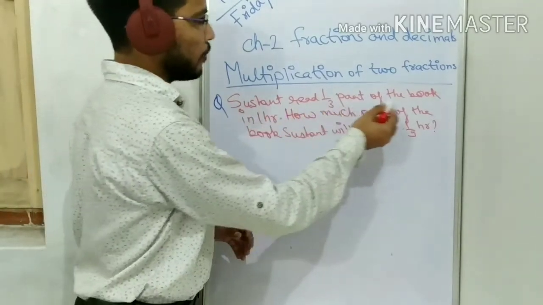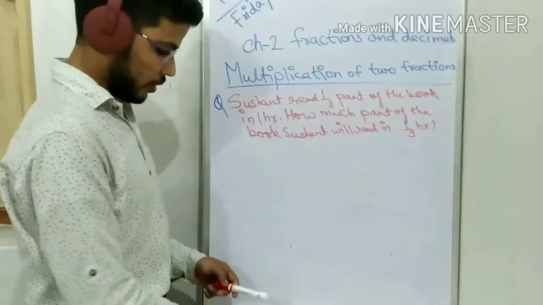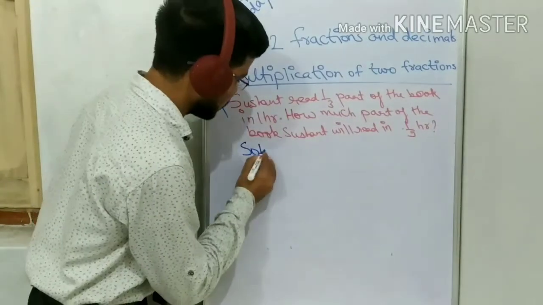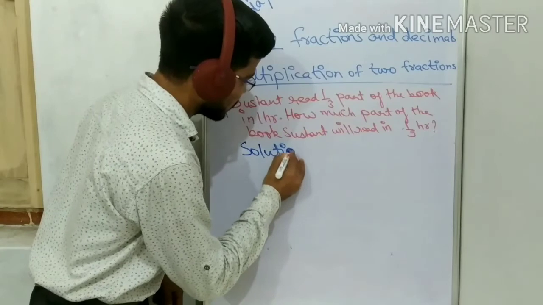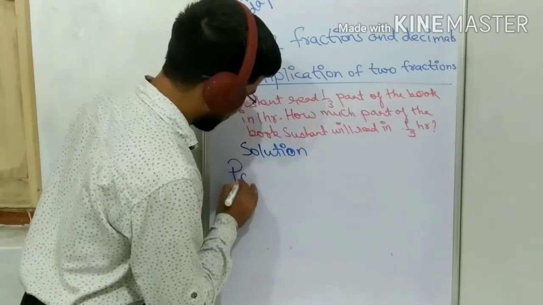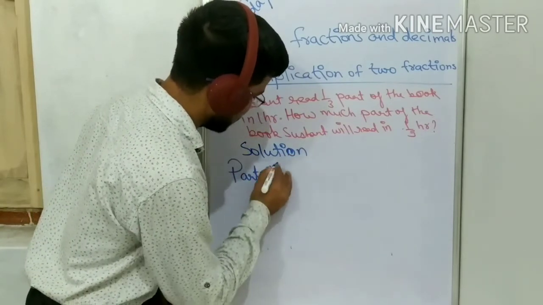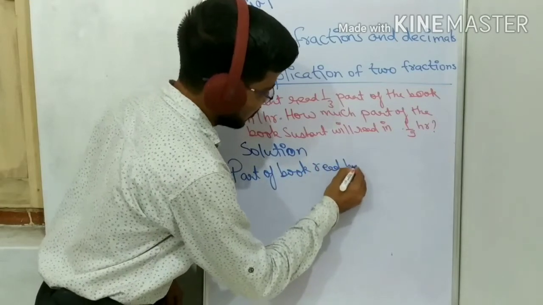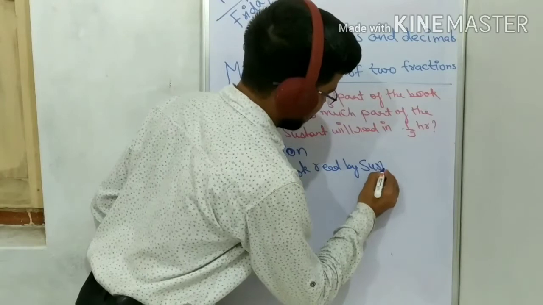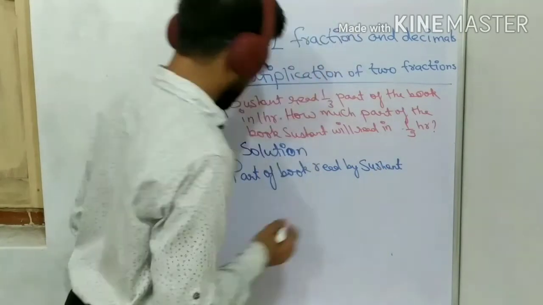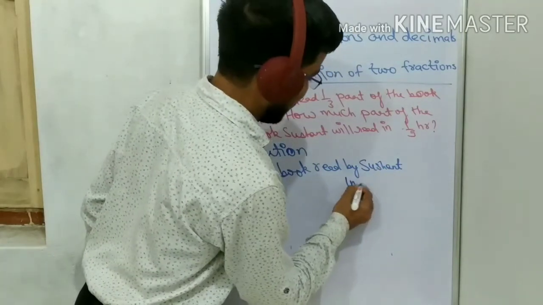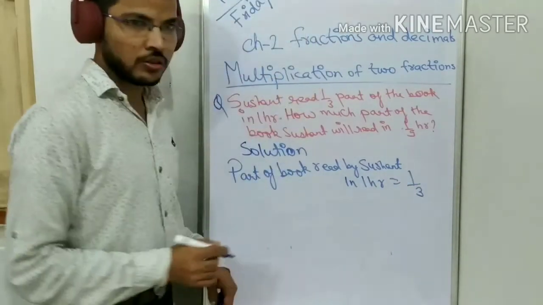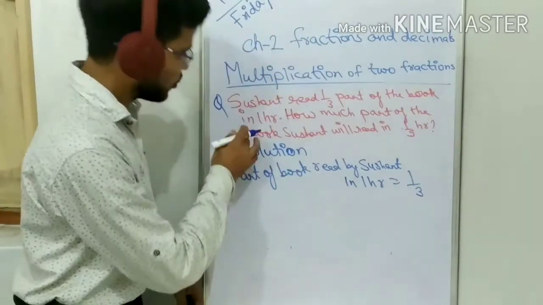Sushant read 1/3 part of the book. So, we will write the statement as: part of book read by Sushant in 1 hour is equal to 1/3. Clear? Now we will move to the second part of the question.